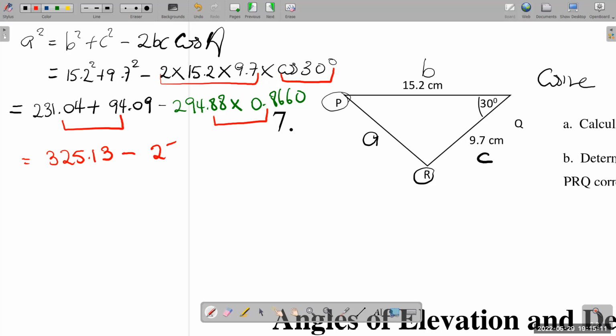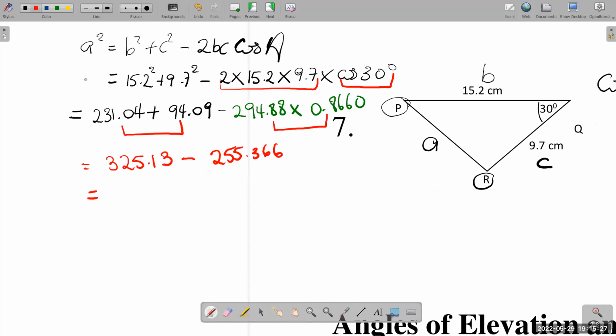So somebody said 255.366. Okay, good. All right, so let's subtract now. Keeping in mind, what have we been finding this whole entire time? Yeah, I realize it's a square, a square, a square, a square. So when we subtract it, what do we get? 69.764. So what would be the last step though? What's the last step if we want a and not a square?